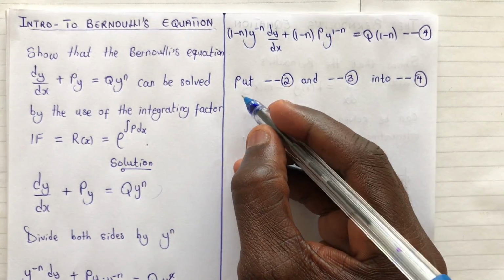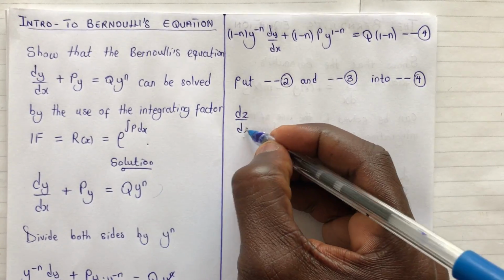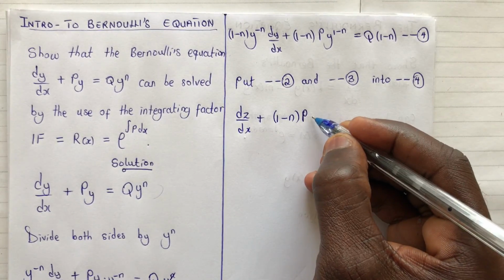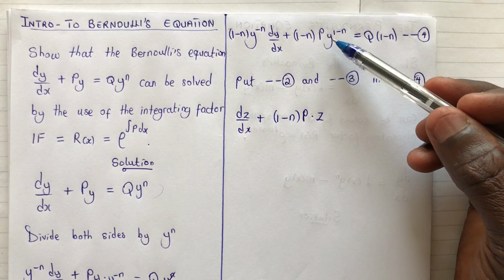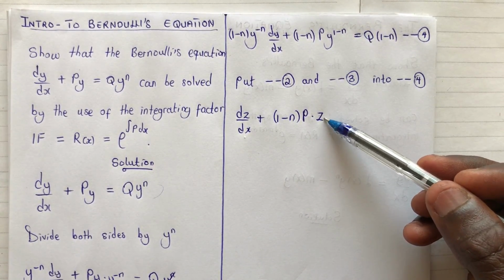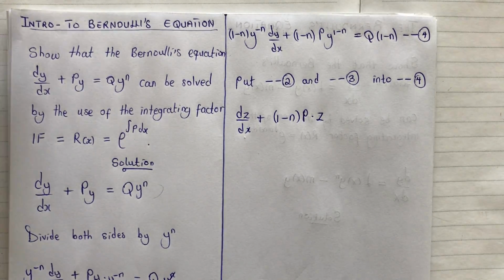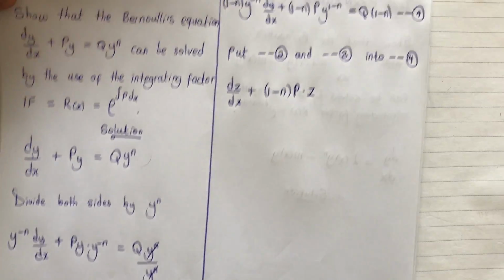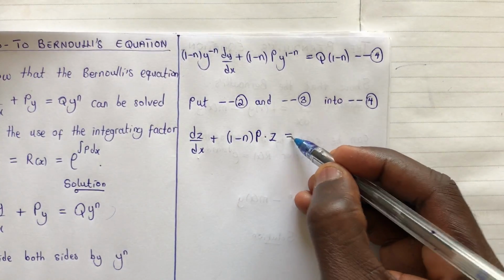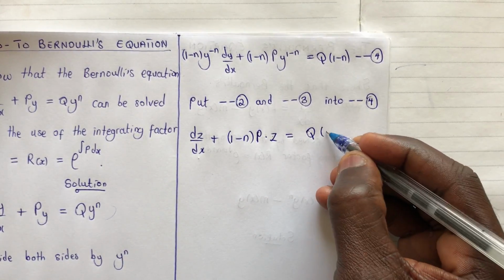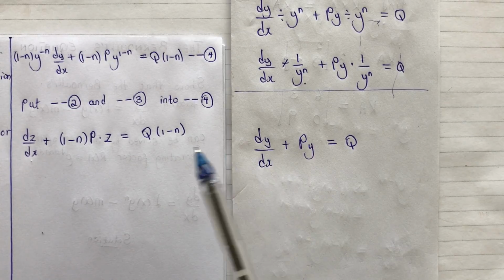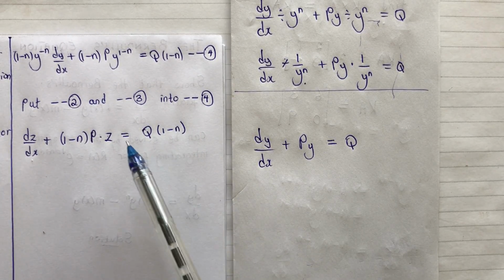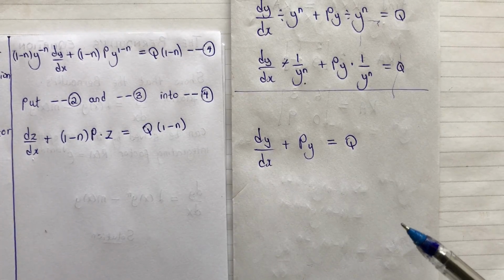So I'll substitute that. So I have dz/dx plus (1 minus n) p times z, because y to the power 1 minus n is the same as z, which is the same as the equation 2 we looked at from here, and this side is equation 3. Now we equate this to the right hand side of the equation, q times (1 minus n). So if you look at this very carefully, you can see that this equation is now a linear first order differential equation.